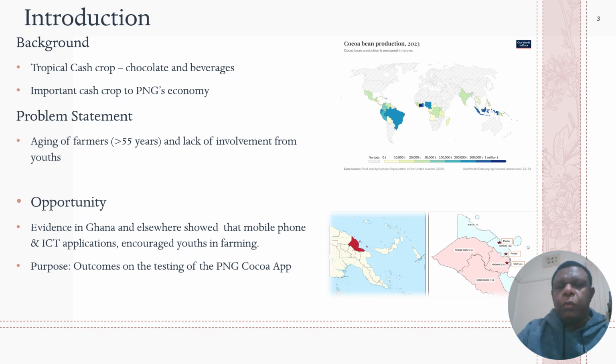As a result, the PNG Cocoa mobile app was developed by the University of Sydney in consultation with the PNG Cocoa Board and with support funding from Asia. Therefore, this presentation outlines the outcomes of an exploratory farmer survey, which I conducted in June 2025 during my semester break as part of my capstone. The sites that I visited were the Magyar, Rempi and Wafin cocoa hubs in Madang Province.